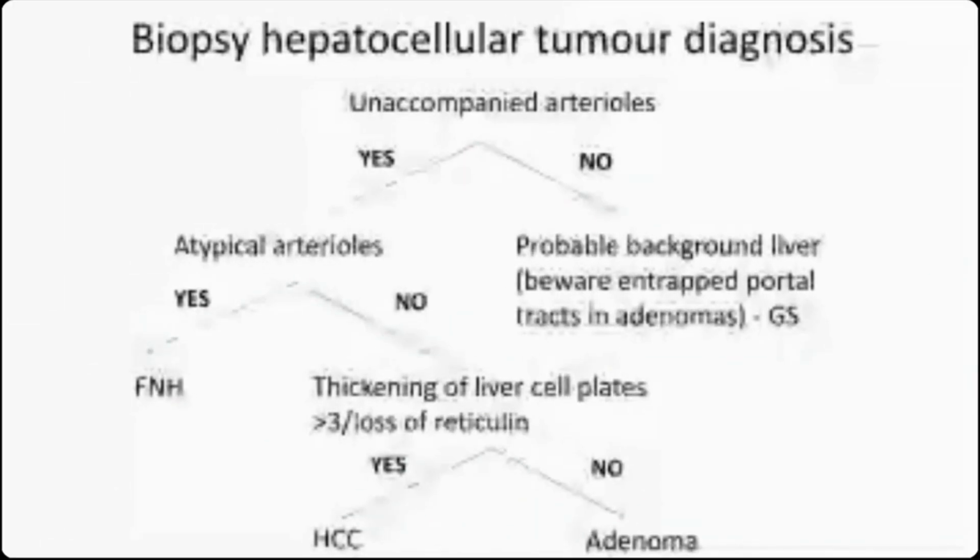So if you start seeing scattered unaccompanied arterioles throughout the lesion, you know you're actually in lesional tissue. And so unaccompanied arterioles, they may be atypical, in which case we're talking FNH, as we've already seen. If they're normal unaccompanied arterioles, you then need to know whether your reticulin's preserved or not. And if it's preserved and there's no thickening of liver cell plates, you're looking at an adenoma. And if there is loss, then you're looking at a probable HCC. Be careful if you see occasional portal tracts and something you think is lesional, because adenomas can encircle portal tracts and can be present, but they shouldn't be regularly spaced.